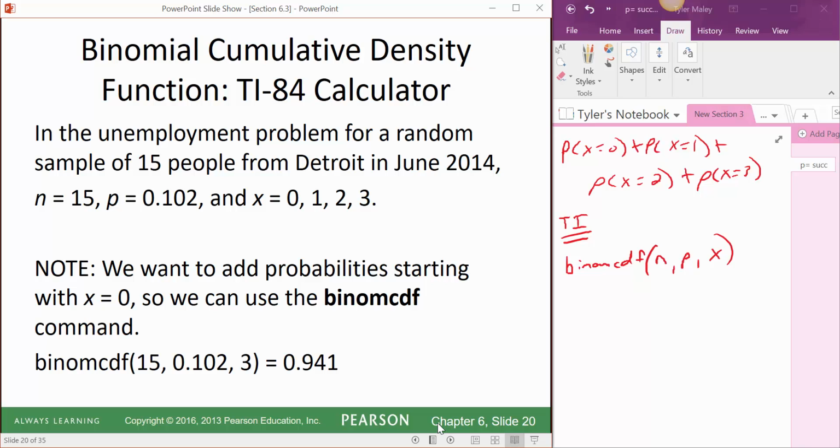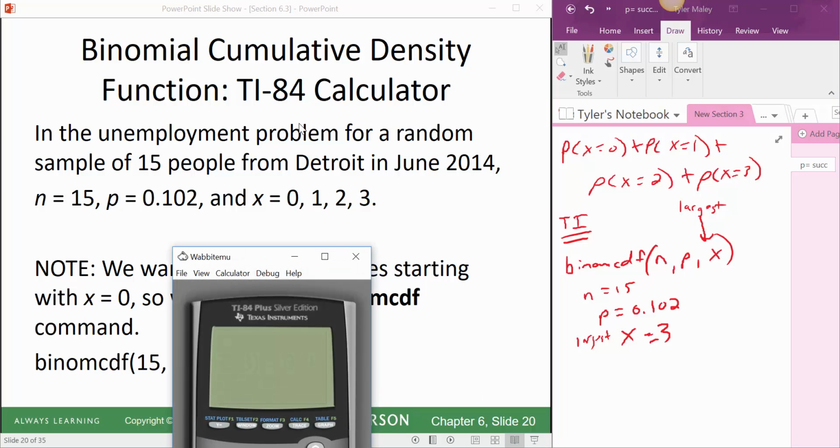So in this case, n was 15, right? So n is 15. p is 0.102, and for x, I think of this as the largest x value, right? So the largest x we want is 3. Right?